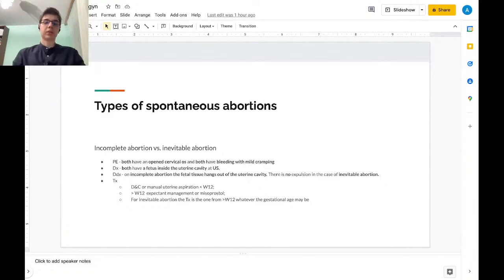The treatment is, as we've discussed, dilation and curettage or manual uterine aspiration at less than 12 weeks. More than 12 weeks is a treatment with expectant management or misoprostol. And if we have inevitable abortion, we use the treatment from the incomplete abortion from 12 weeks on.